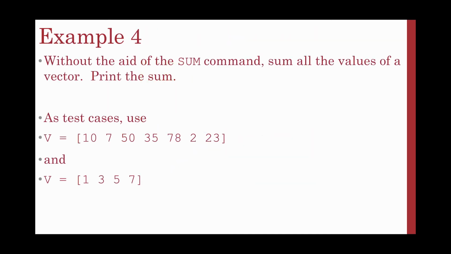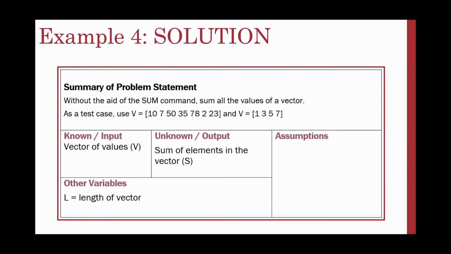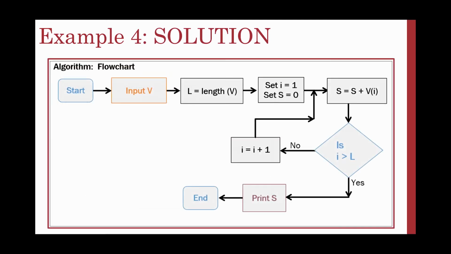So for example, without the aid of the sum command, I want to sum all the values of this vector and then print the sum. As a test case, we're going to use v is equal to these two cases. So what would happen in the first one? So what are we asking? I want to sum all of the elements in these vectors without using the sum function. So an intermediate variable that I probably would need is the length of my vector.